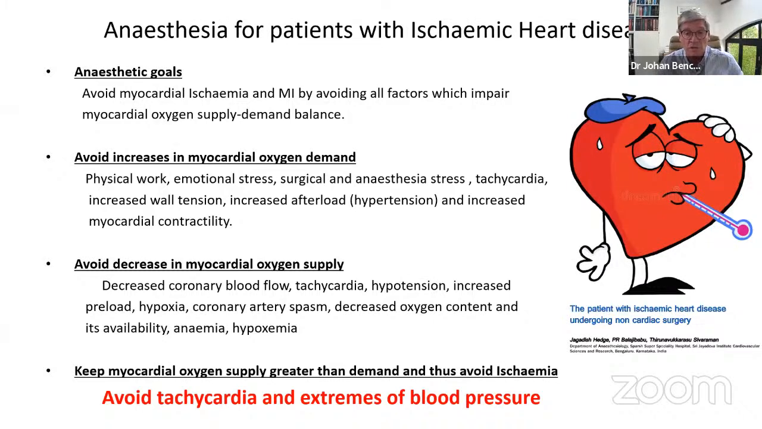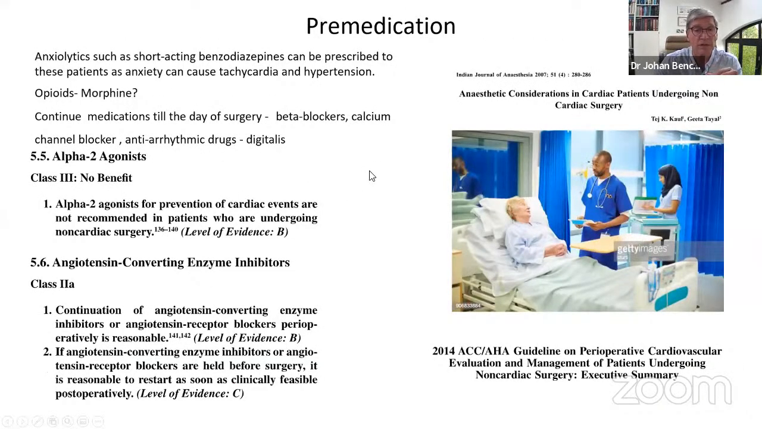Keep the patient's heart rate calm, between 50 and 70. Don't get the blood pressure up, don't increase the afterload, and try not to increase the myocardial contractility by any drugs or anything that you give. And avoid any decreases of myocardial oxygen supply. This is all common sense, but you've got to avoid anemia, hypoxemia, and coronary artery spasm, things like that. Avoid your tachycardia. It boils down to avoid tachycardia and extremes of blood pressure. And we're coming back to some other little factors that play a role.